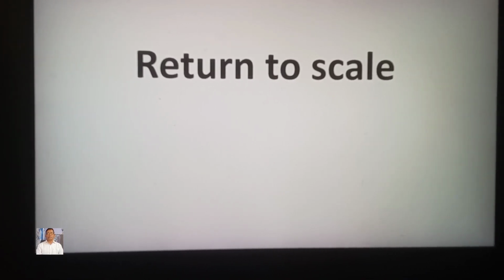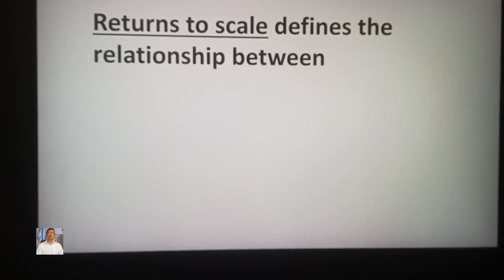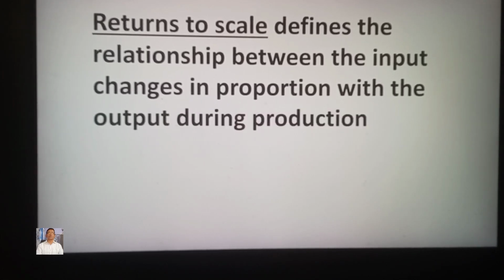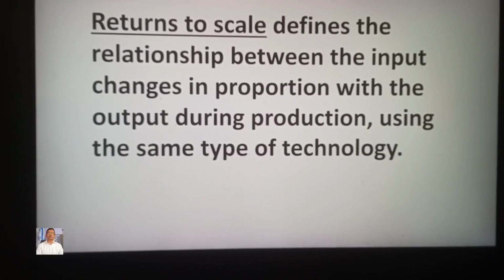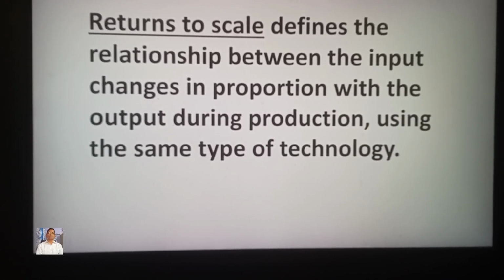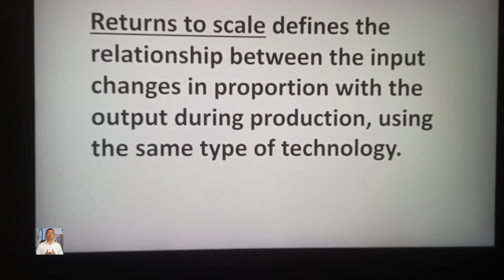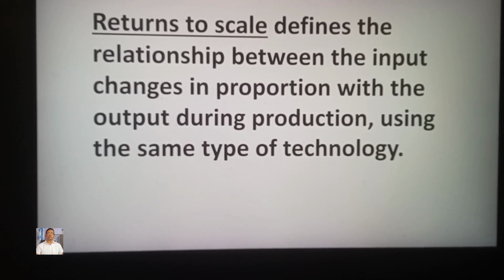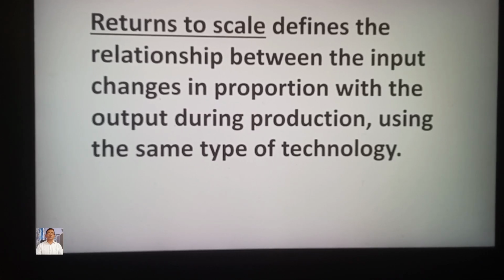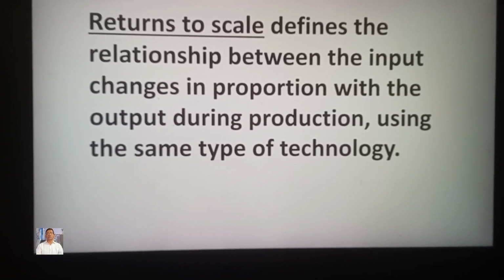We will discuss return to scale. Return to scale defines the relationship between the input changes in proportion with the output during production using the same type of technology. It reflects the change or variation in productivity.